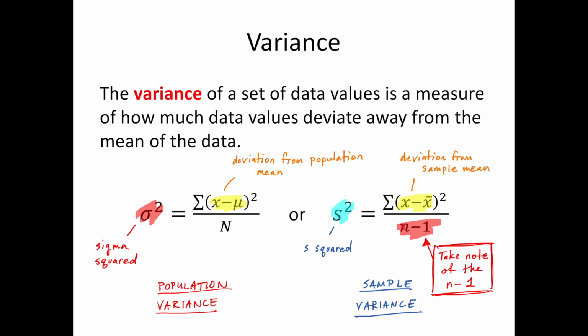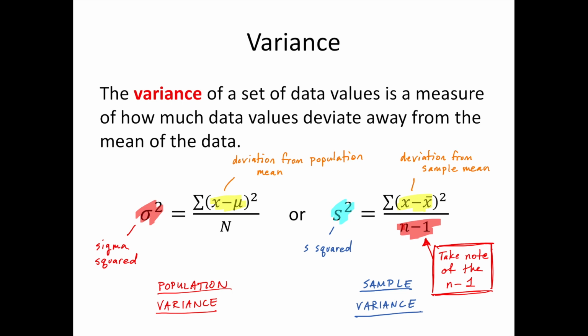It's denoted by sigma squared, that's the lowercase Greek letter sigma. It's equal to, now in the numerator, we have a sum of squared deviations away from the population mean. That's an x value. We take a data value, subtract from that the population mean, that's its deviation from the mean. Now square that result, do that for all the data values and sum them up.